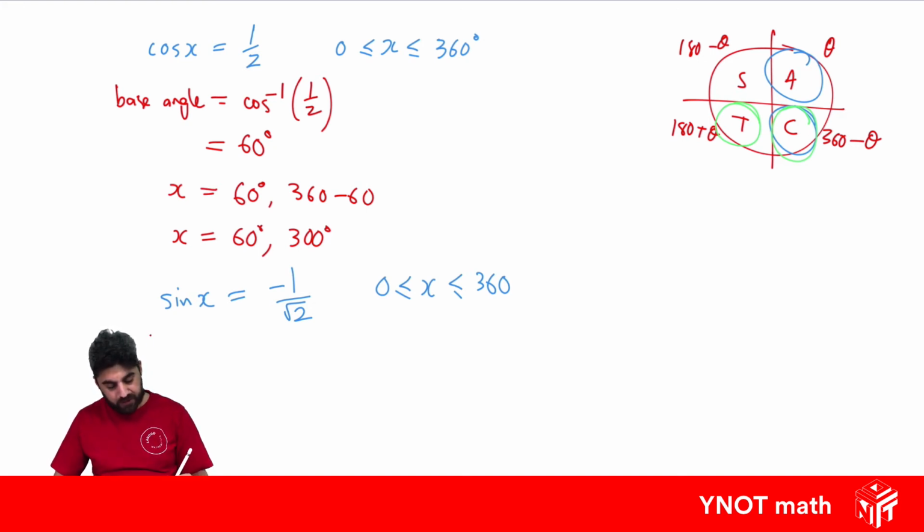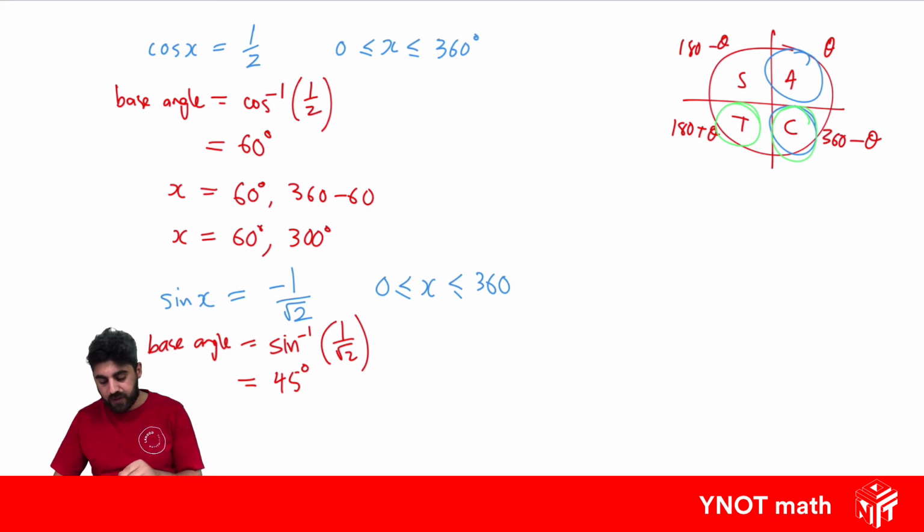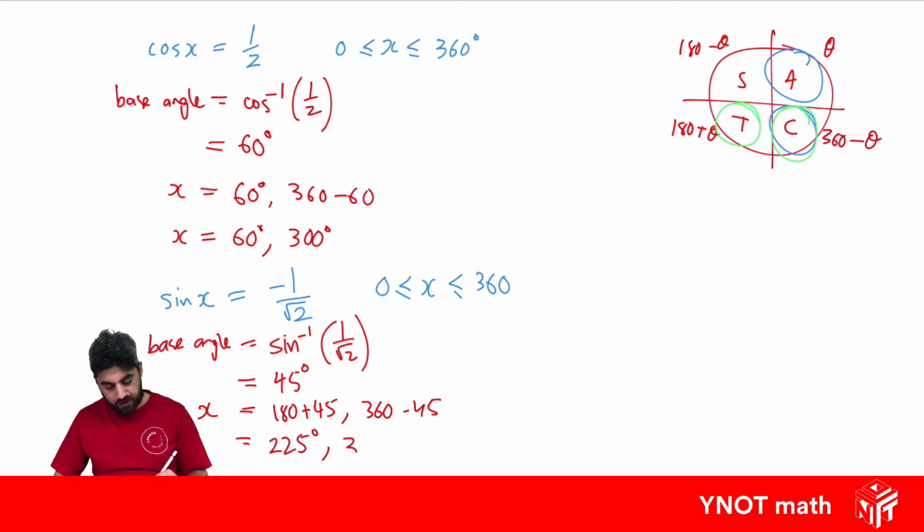So sine has to be negative in these two. Next step is to get that base angle, which is going to be the inverse sine of 1 on root 2. Because this is negative, we're disregarding the negative when we take the inverse sine. And we're going to get 45 degrees here for our base angle. And because we know it's in the third and fourth quadrants, our answers for x are going to be 180 plus the base angle and 360 minus the base angle. So we're going to get 225 degrees and 315 degrees for x.